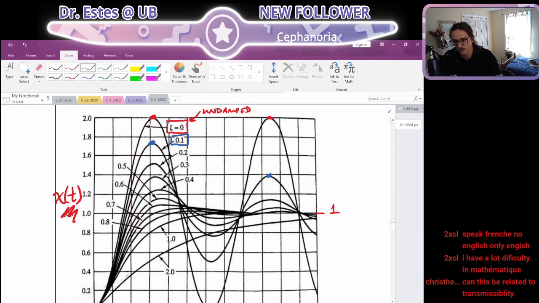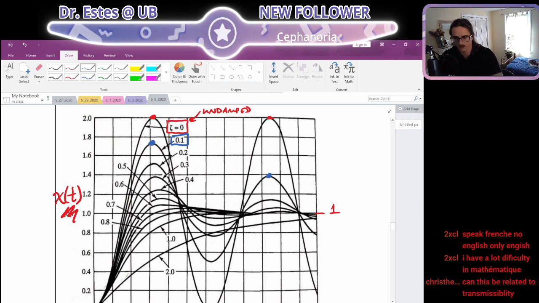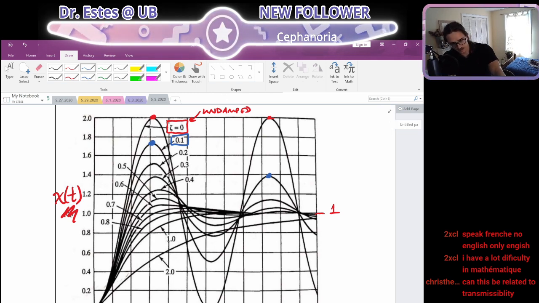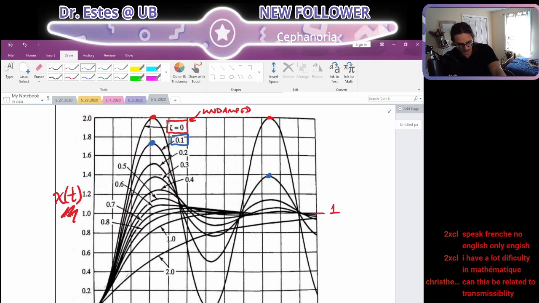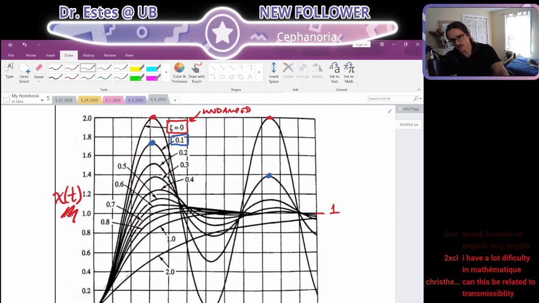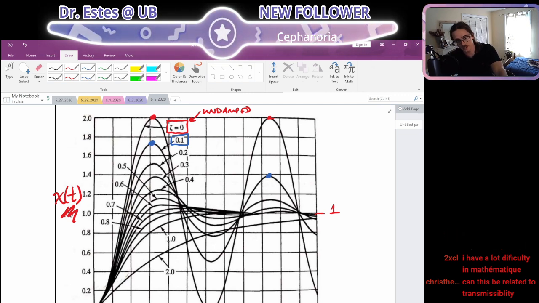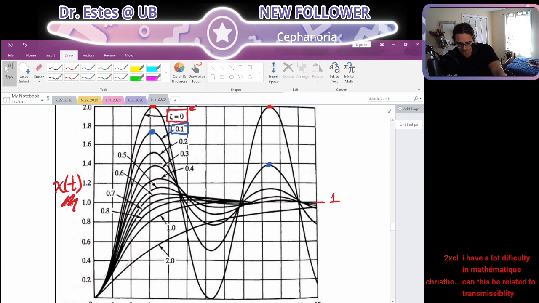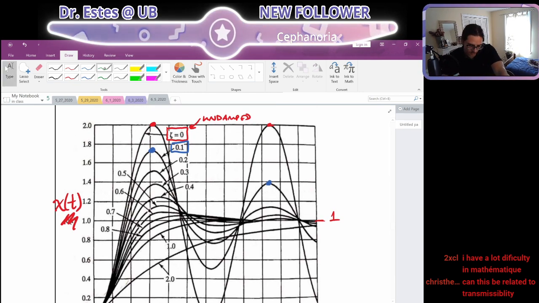Can this be related to transmissibility? It certainly can. Transmissibility is, we use it in different things, but it's how much force or vibration is transmitted from one body to another. So that's important for a problem like vibration suppression.